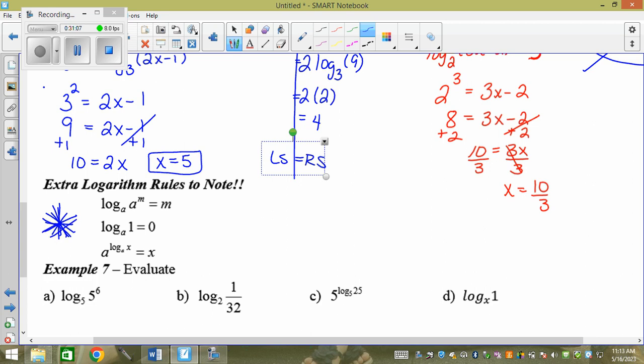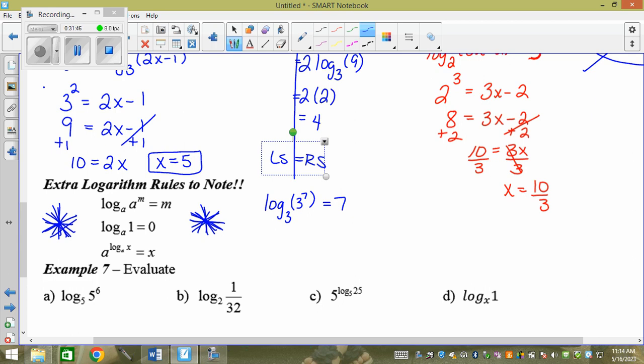All right. So, the extra rules to note, and I'm going to star this one because these are the ones that get forgotten about. If I have log base a of a to the m, my answer is just m. But why is that? Because if I have log base 3 of 3 to the 7, let's say, what am I doing? I'm saying 3 to what power gets me 3 to the 7? 7. Like, it's just whatever the exponent is. So whenever you go a to the m, my answer is m.